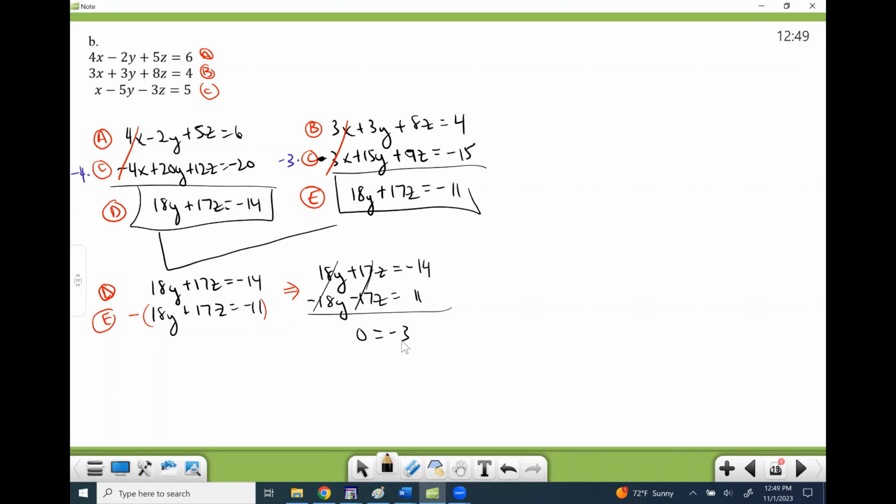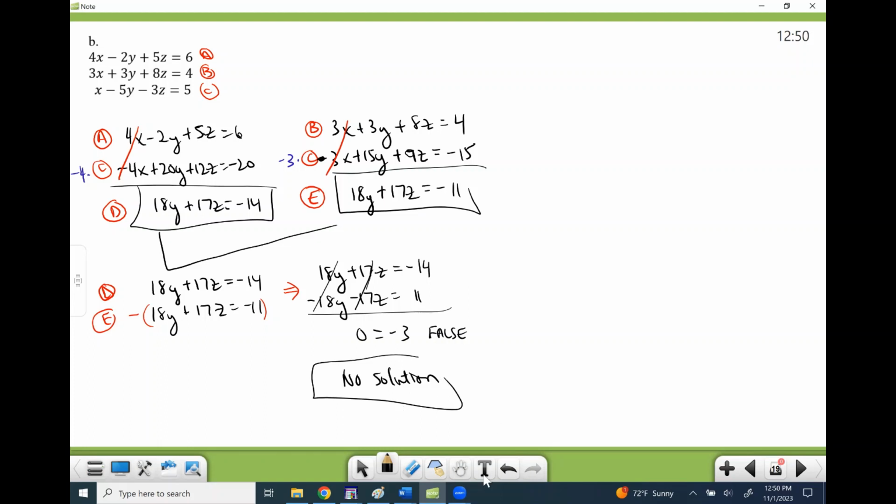Now this differs from the last one. 0 equals 0 is a true statement. This one is a false statement. And so this would end up being no solution.